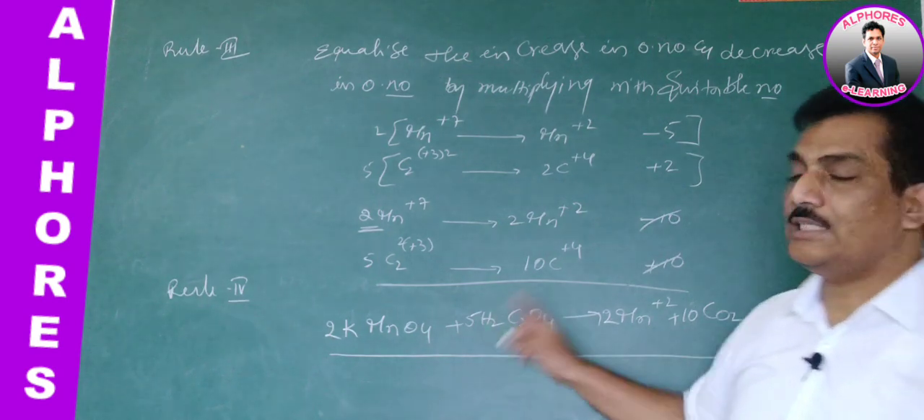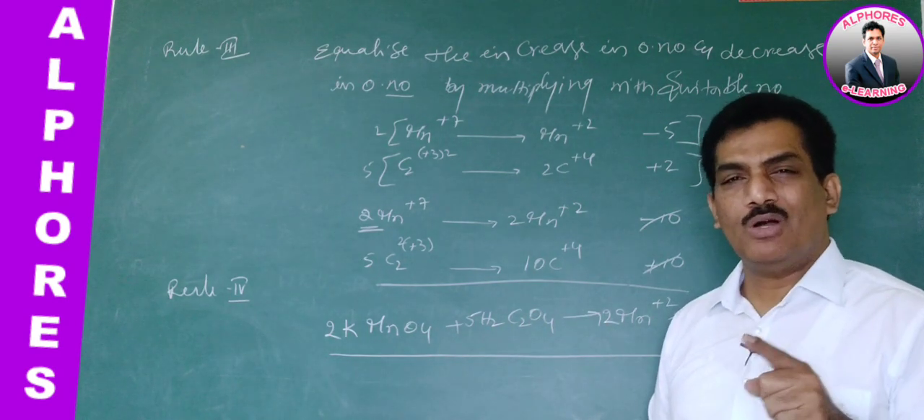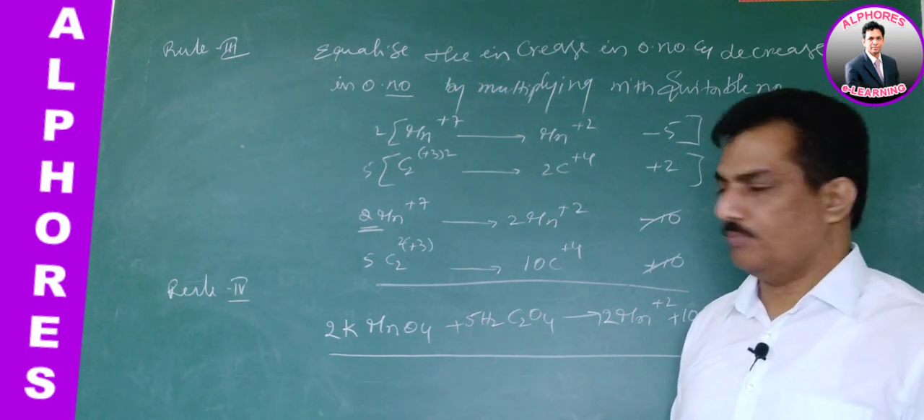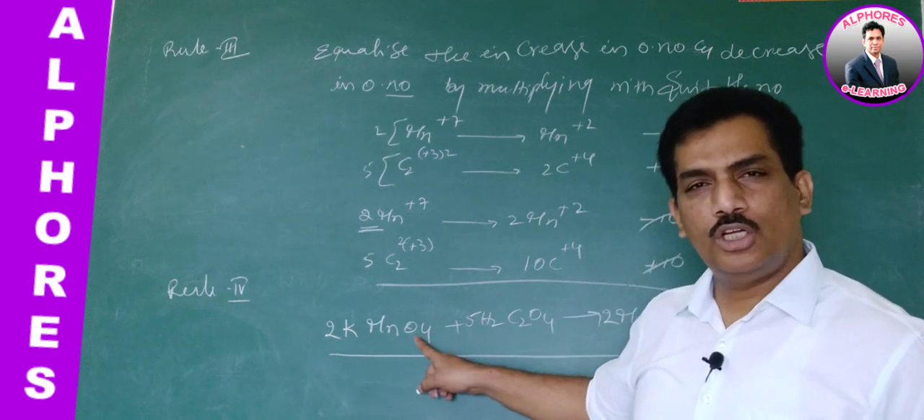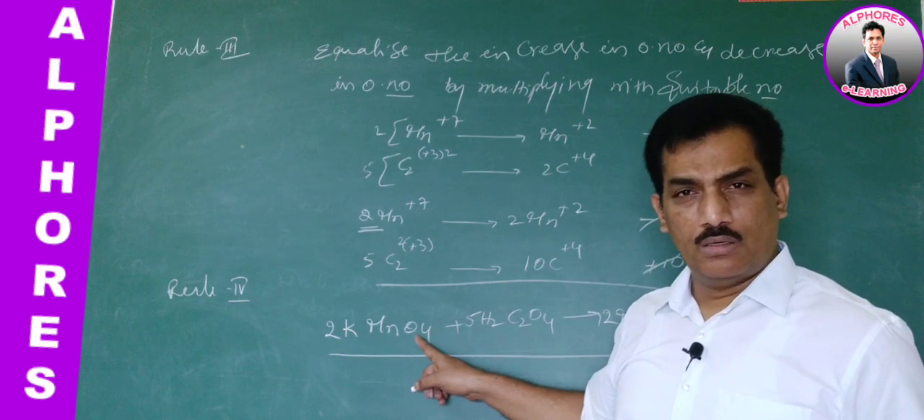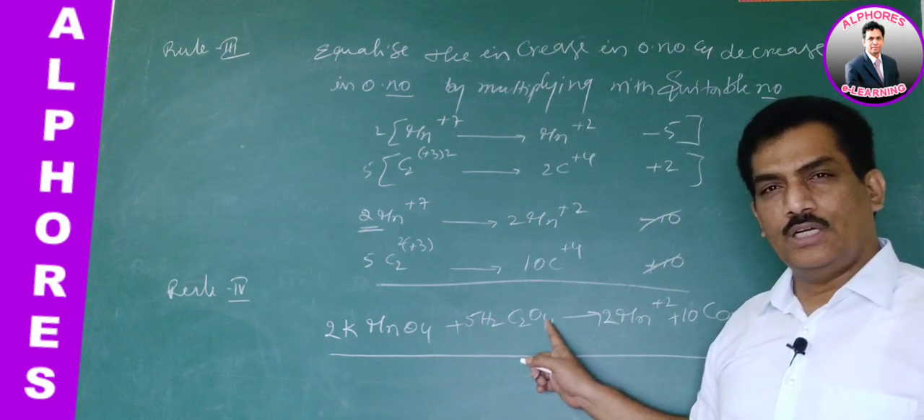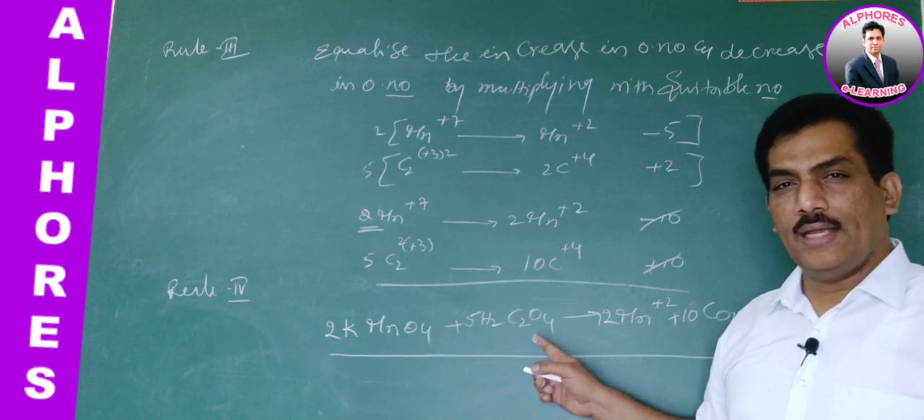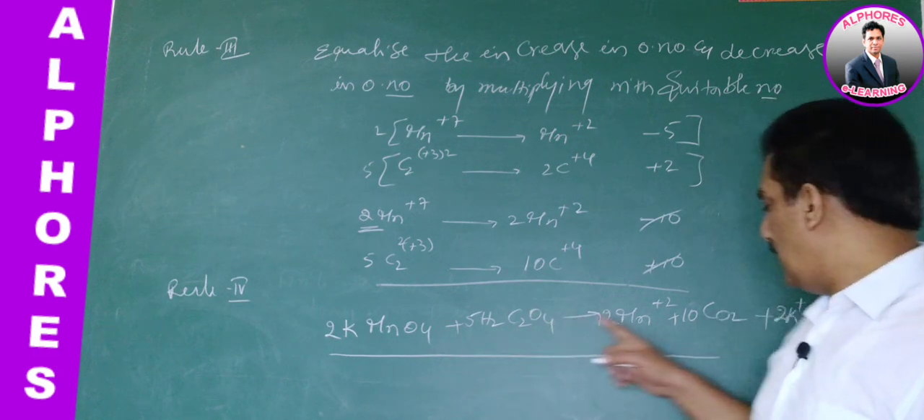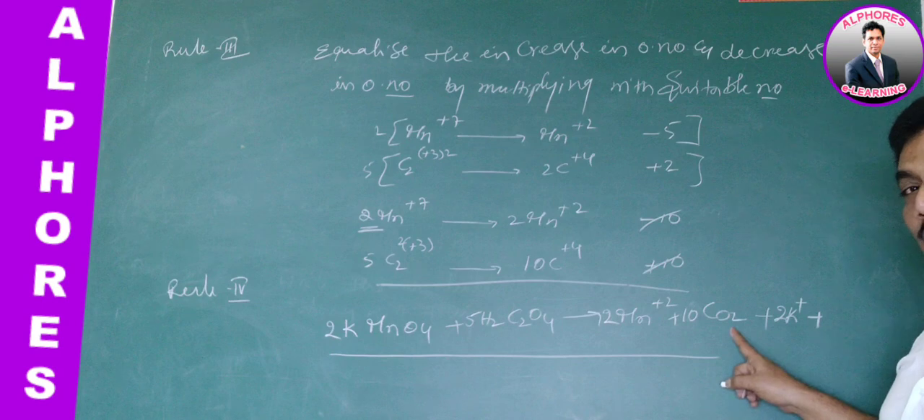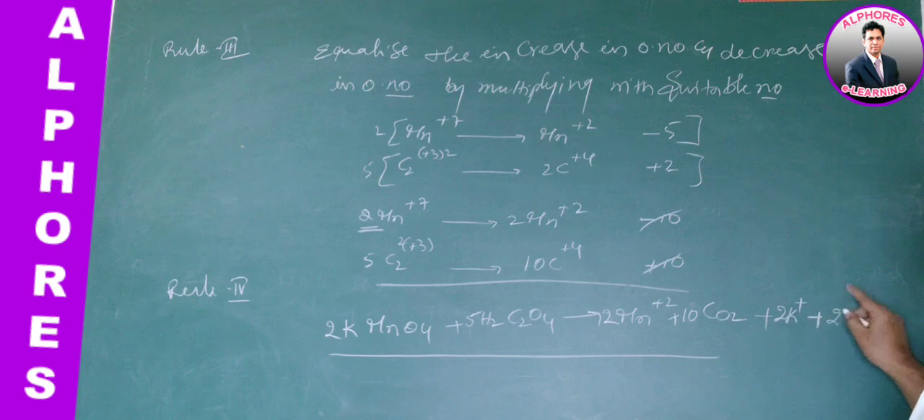Next, water. It is an acid medium, so oxygen should be in the form of water, H2O. Here it is 2 into 4, 8 oxygen atoms. 5 into 4, 20. Totally 28 oxygen atoms are there. And on this side, 10 into 2, 20 oxygen atoms. The remaining 8 oxygens you have to write as water. 8H2O you can write.